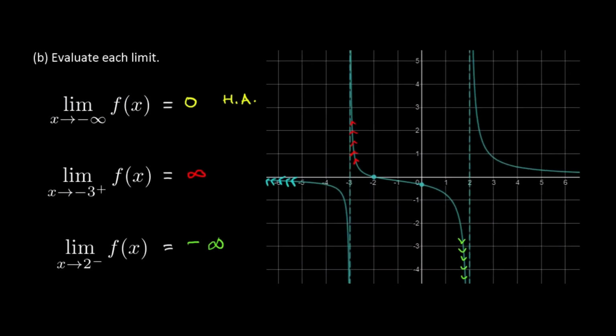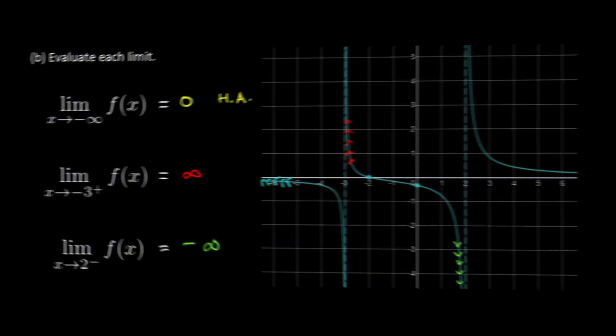Okay, so there we have it. We looked at a more complicated rational function. We looked at the process of finding intercepts, and also looked at evaluating a couple of limits.